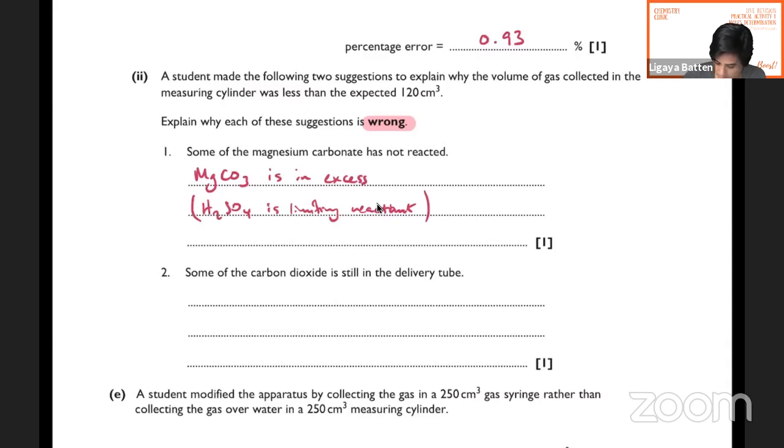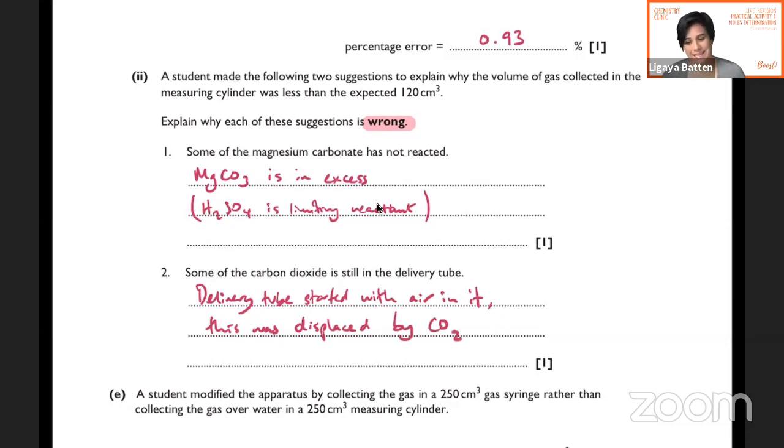So write something like the delivery tube started with air in it, and this was displaced by the CO2. Anything that correctly explains or describes the fact that the CO2 replaced the air that was there to start with. So overall, there won't be any incorrect measurement of CO2 based on what was left in the delivery tube.